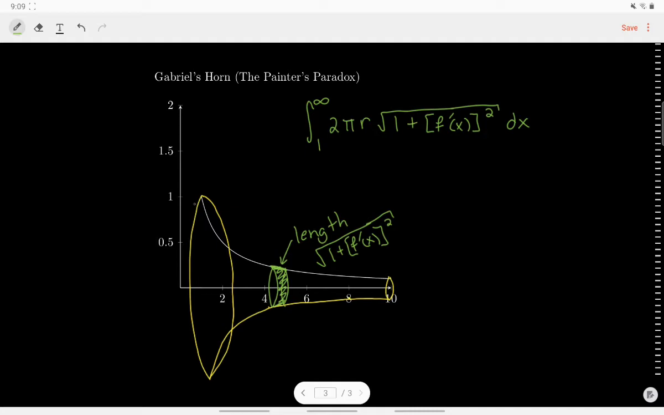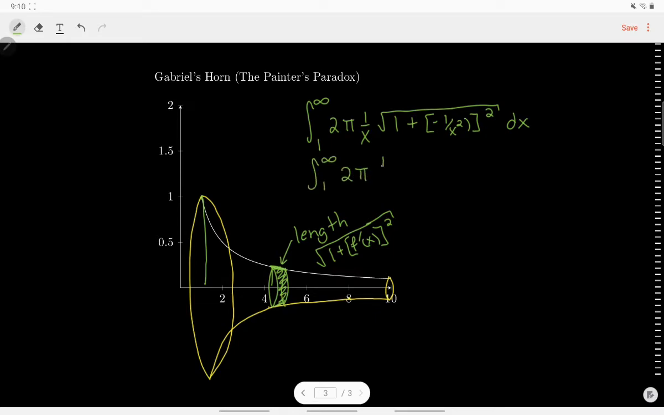My radius, we said, is always going to be my function value. That's going to tell me how big the radius of my circle is. So that's 1 over x. And the derivative of 1 over x is negative 1 over x squared. So here we go. We're going to need to do some algebra. All right. And I'm not even going to write the limit part in. Okay. We're going to leave this as 1 to infinity.